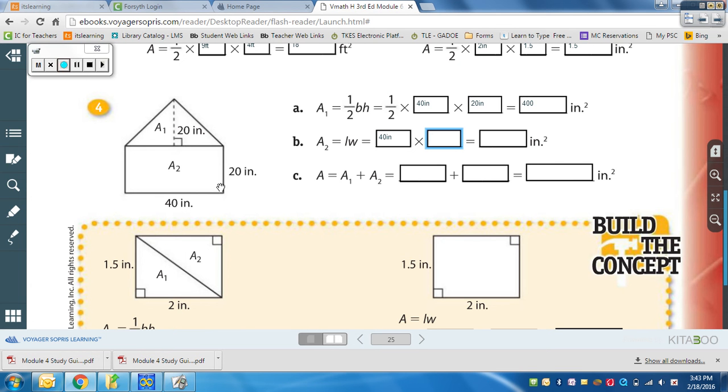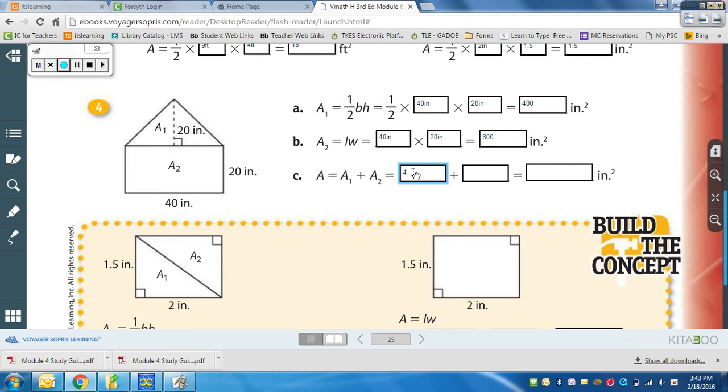The width of the rectangle is what? The same as the height of the triangle, isn't it? That's pretty coincidental, which is 20 inches. So now, area equals length times width, or 40 times 20, and 40 times 20 is 800 inches squared.